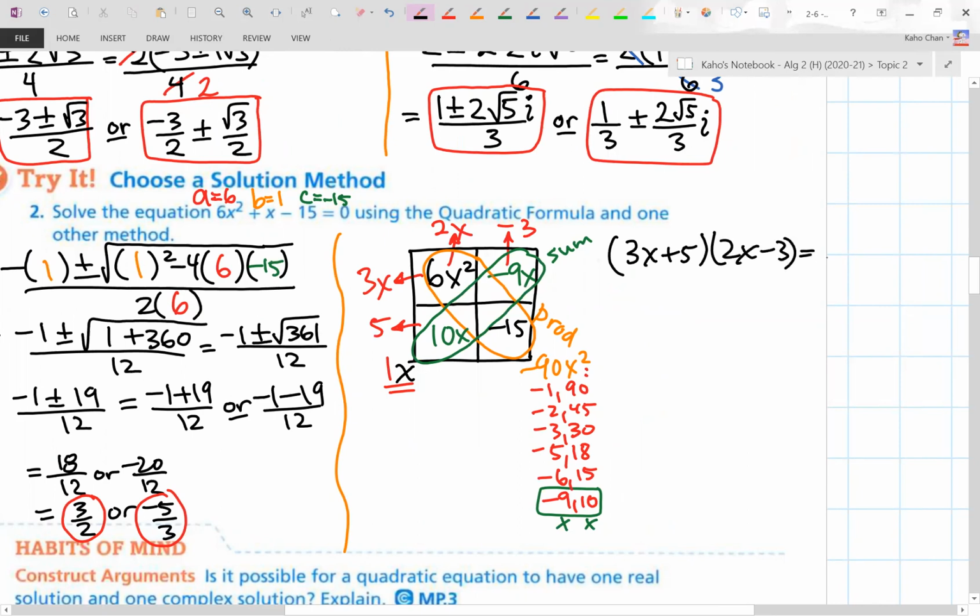Set that equal to 0. We do have the zero product property here that allows us to split those up and solve them individually. See where this is heading? And let's solve it. There you go.